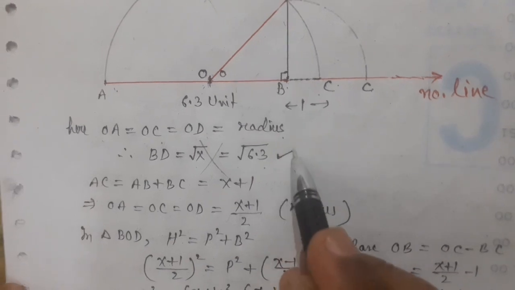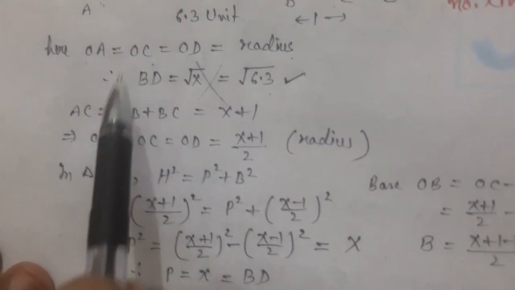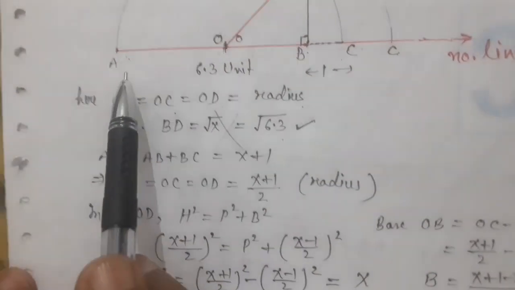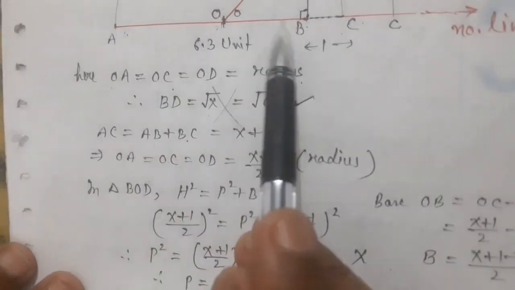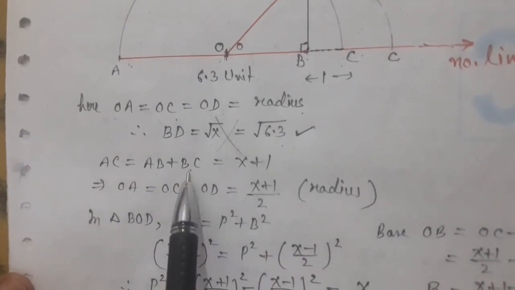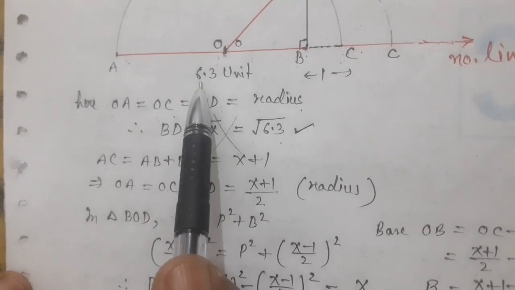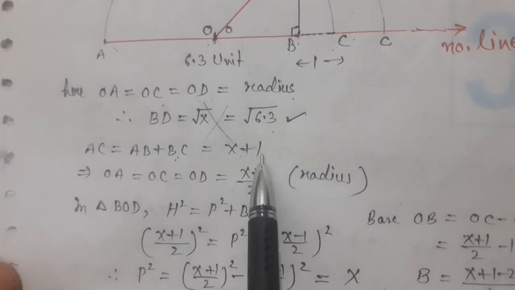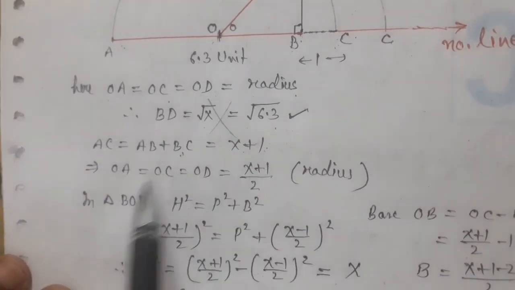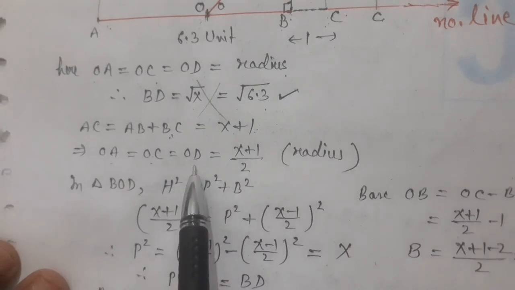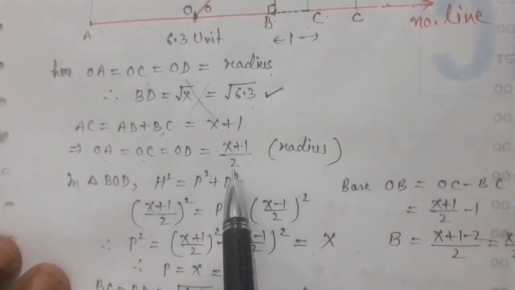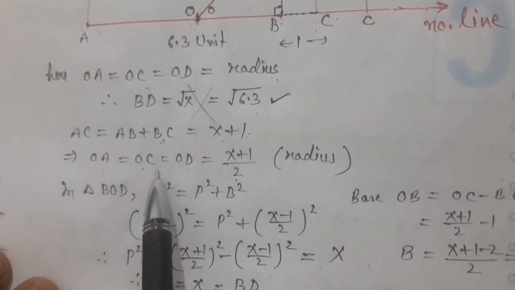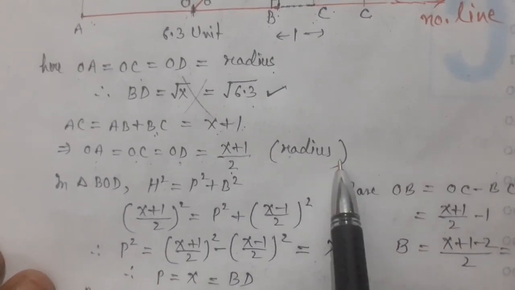But how can we say this about BD? For this, see the calculation. AC equals AB plus BC. AB I have already taken as x, meaning 6.3, plus BC, which is 1. And OA equals OC equals OD equals (x plus 1) by 2, since OA, OD and OC are all the radius.